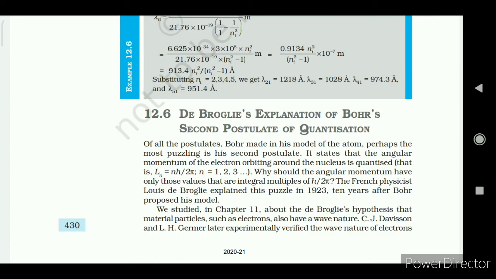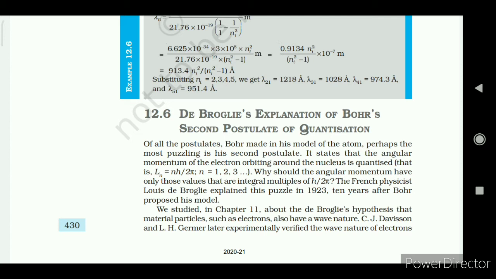12.6 de Broglie's explanation of Bohr's second postulate of quantization. Of all the postulates Bohr made in his model of the atom, perhaps the most puzzling is his second postulate. It states that the angular momentum of an electron orbiting around the nucleus is quantized. Why should the angular momentum have only those values that are integral multiples of h upon 2 pi? The French physicist Louis de Broglie explained this puzzle in 1923, 10 years after Bohr proposed his model.